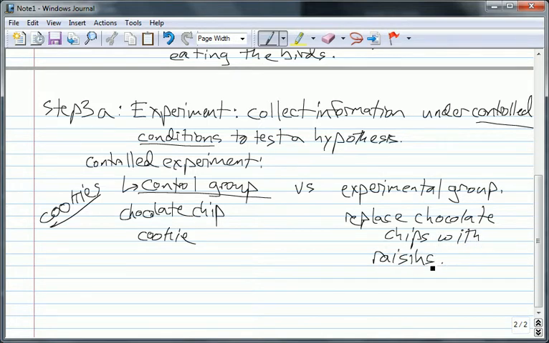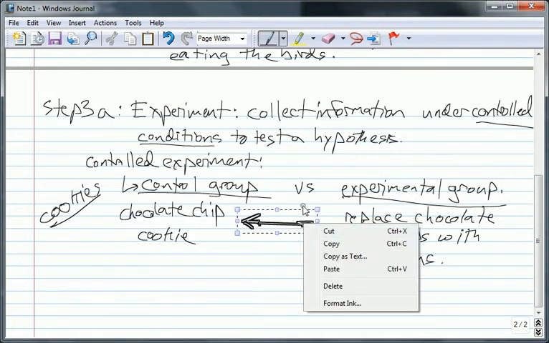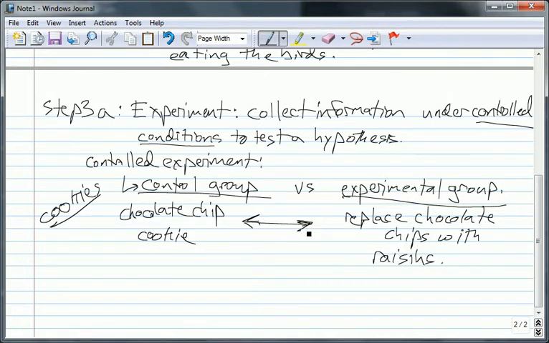Now, some of you may think this is a terrible idea. I don't disagree with you. However, this is one way we could test. Our control group would be the things we're comparing to, our standard chocolate chip cookies. We're comparing that to our experimental group where we've changed something, and we're hoping that we can see what the effect of this change is.